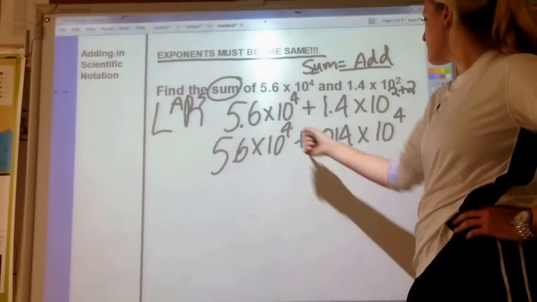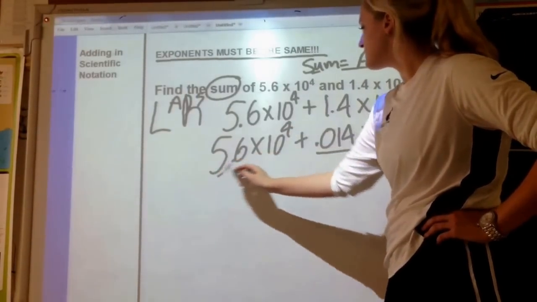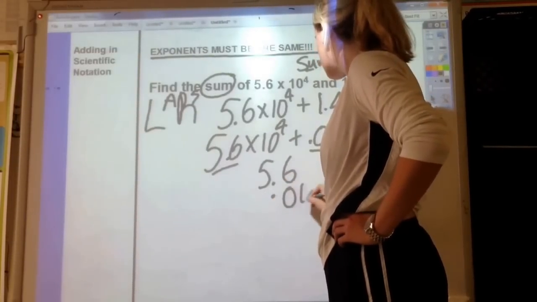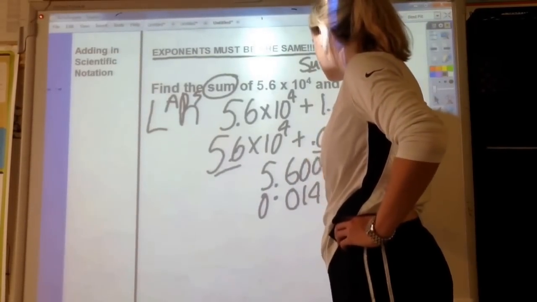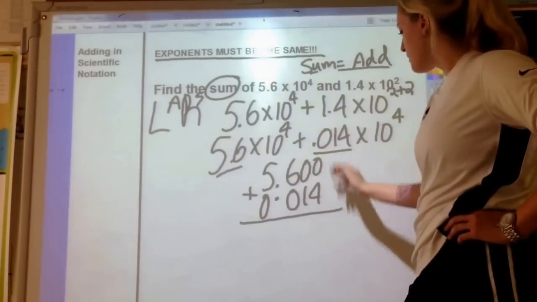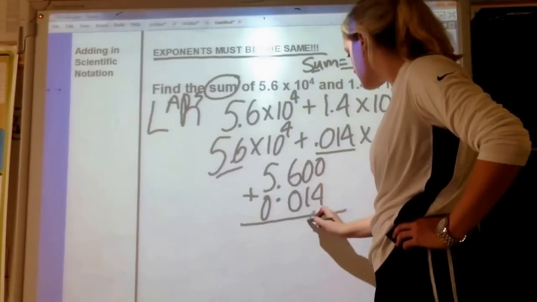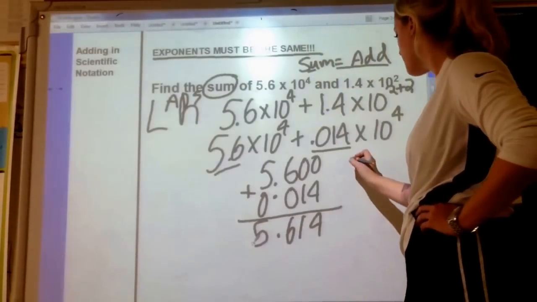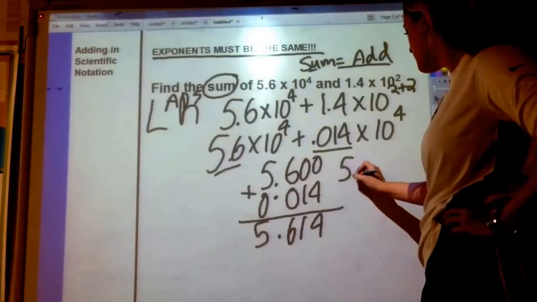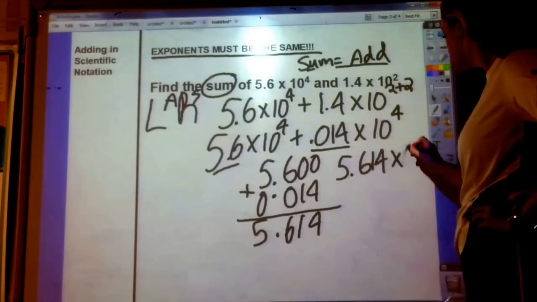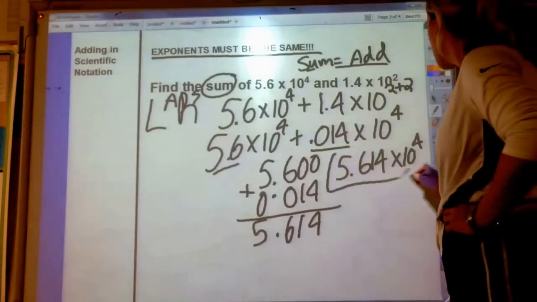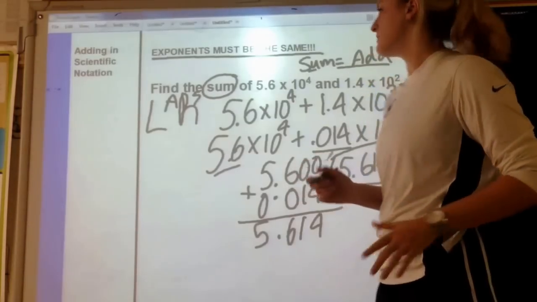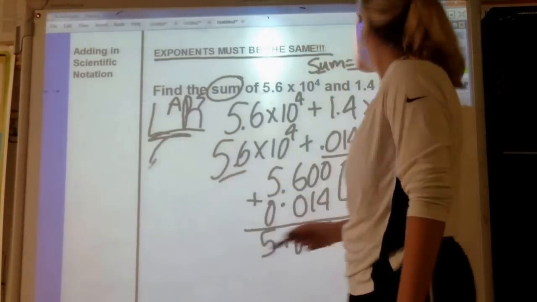My last step here, now that my exponents are the same, I can just add my coefficients. Let's go ahead and do that. Line up my decimals, always, always, always. Fill in my zeros. 4 plus 0 is 4. 1 plus 0 is 1. 6 plus 0 is 6. And then 5 plus 0 is 5. So I'm coming out with 5.614 times 10 to the 4th. Super easy if you remember that your exponents have to be the same. They absolutely have to be the same. Always remember your good friend Lars. Move on.